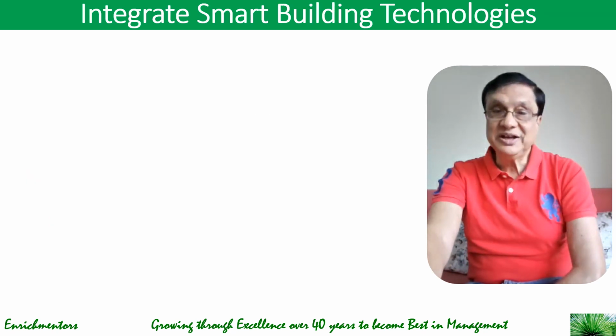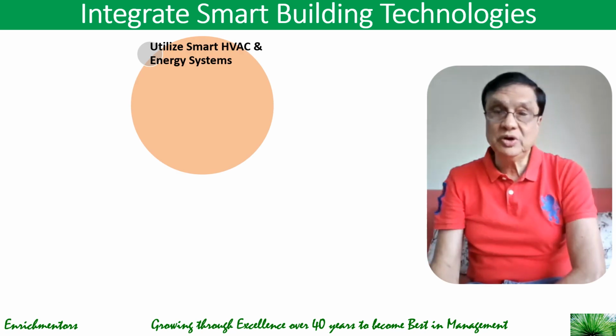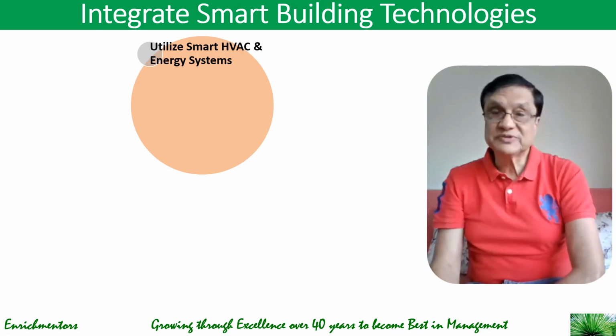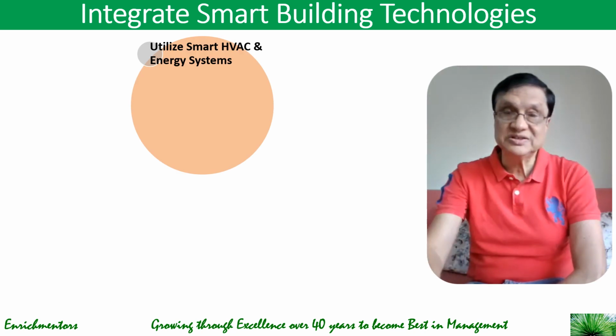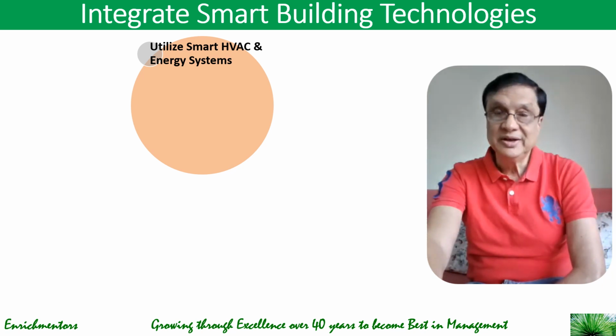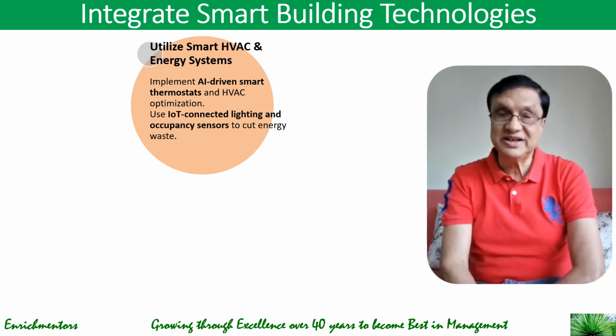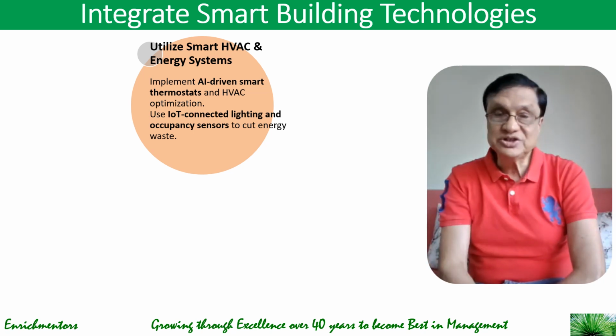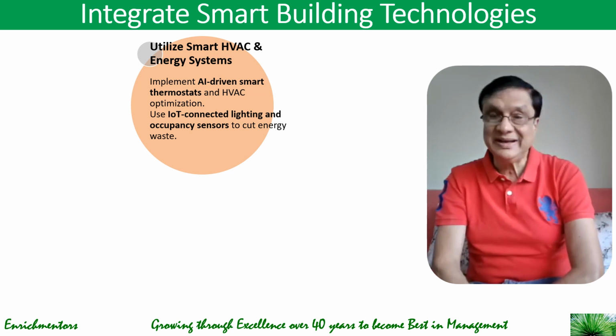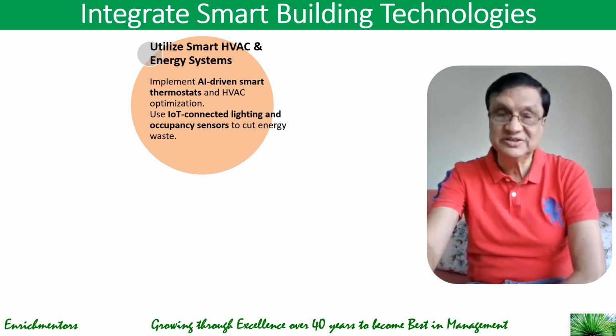Integrate smart building technologies. And what can you do in that? The first thing is to use smart HVAC and energy systems. And in that, you can use AI-driven smart thermostats and HVAC optimization. Also, to cut energy waste, you can use IoT connected lighting and occupancy sensors.